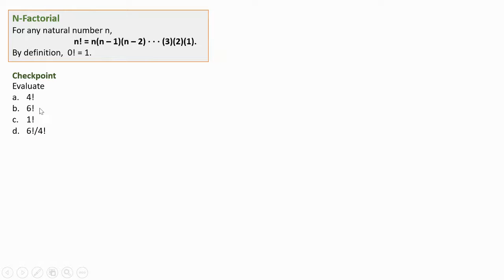Okay, so checkpoint. Let's evaluate 4 factorial. By applying the rule, it means 4 times 3 times 2 times 1. And then we multiply them, so we get 24. B, 6 factorial. So it's going to be 6 times 5 times 4 times 3 times 2 times 1, and then we multiply them, and that's our answer. There's a way to put this in the calculator, but I'm not going to show you how to do that right now. If we have time, I might, or maybe the tutors can show you how to put that in the calculator. So 1 factorial would just be 1.